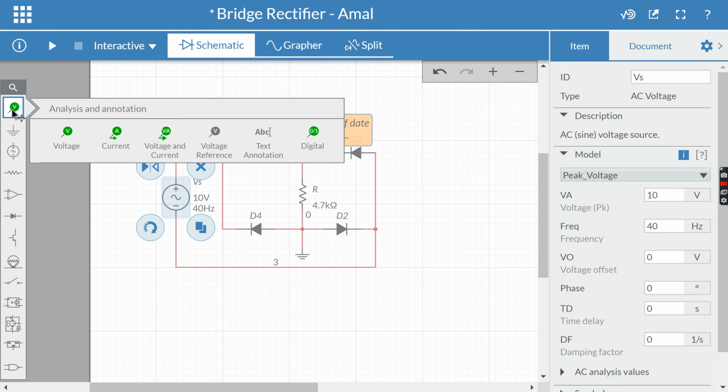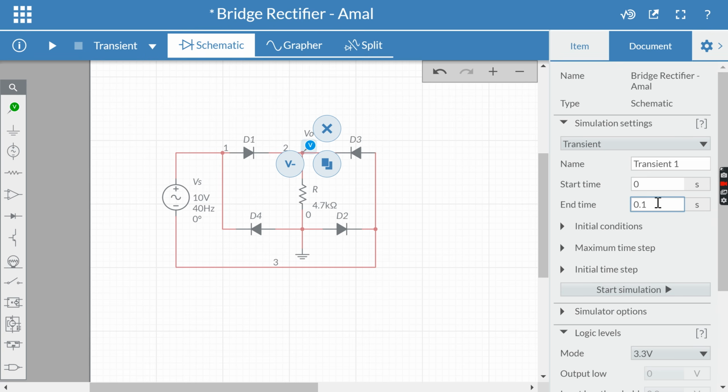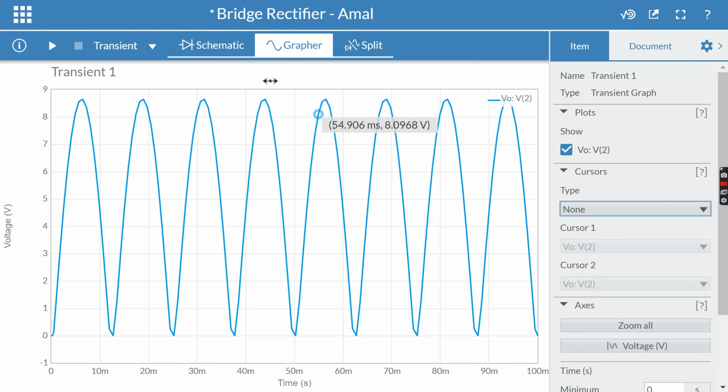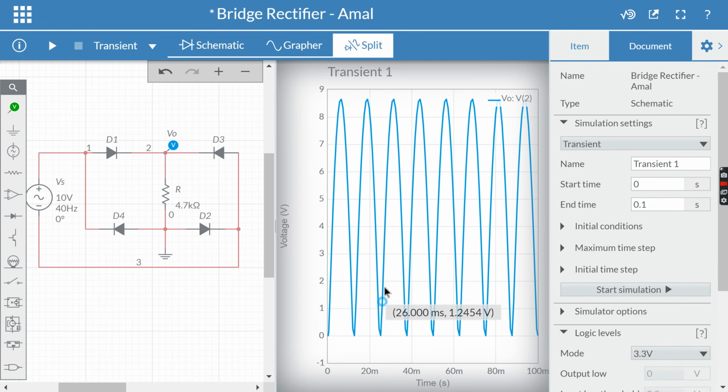And I've already placed a voltage probe at the output, and I've labeled it as Vout. The next step is to choose the simulation type as transient, and then to choose the end time from here. Finally, we're going to click Run to run the simulation and look at the output. We're going to now click on Split so that we can show the graph here as well as the circuit.